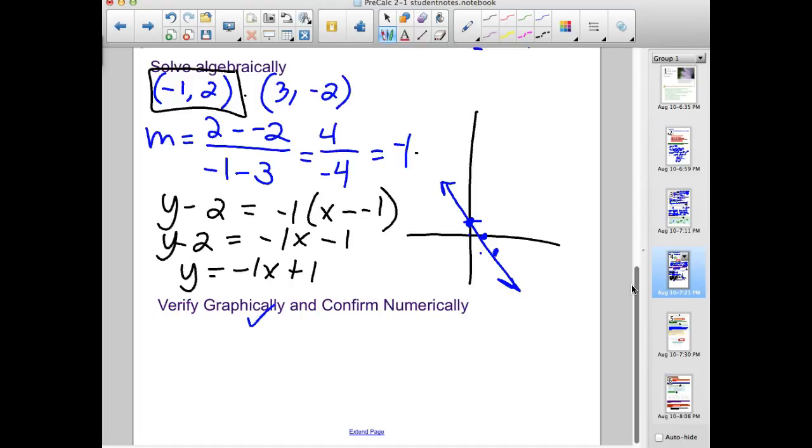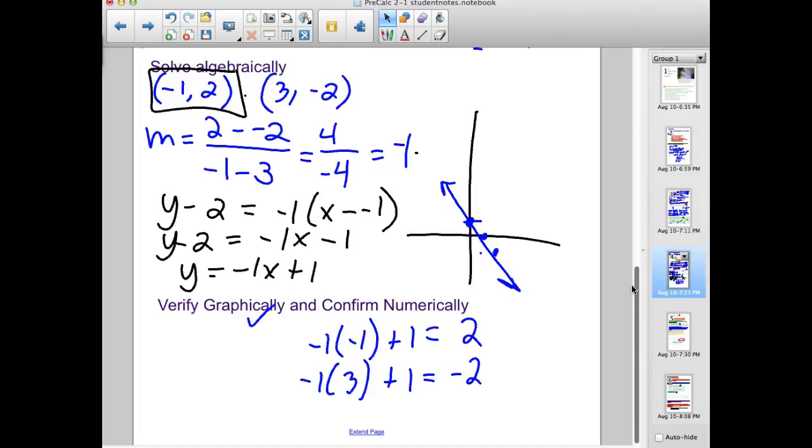So if I put in the negative 1 for x, do we get 2 out? Yes. If I put in a 3 for x, do we get negative 2 out? All right, so it fits the points that I had. We've got the right line.